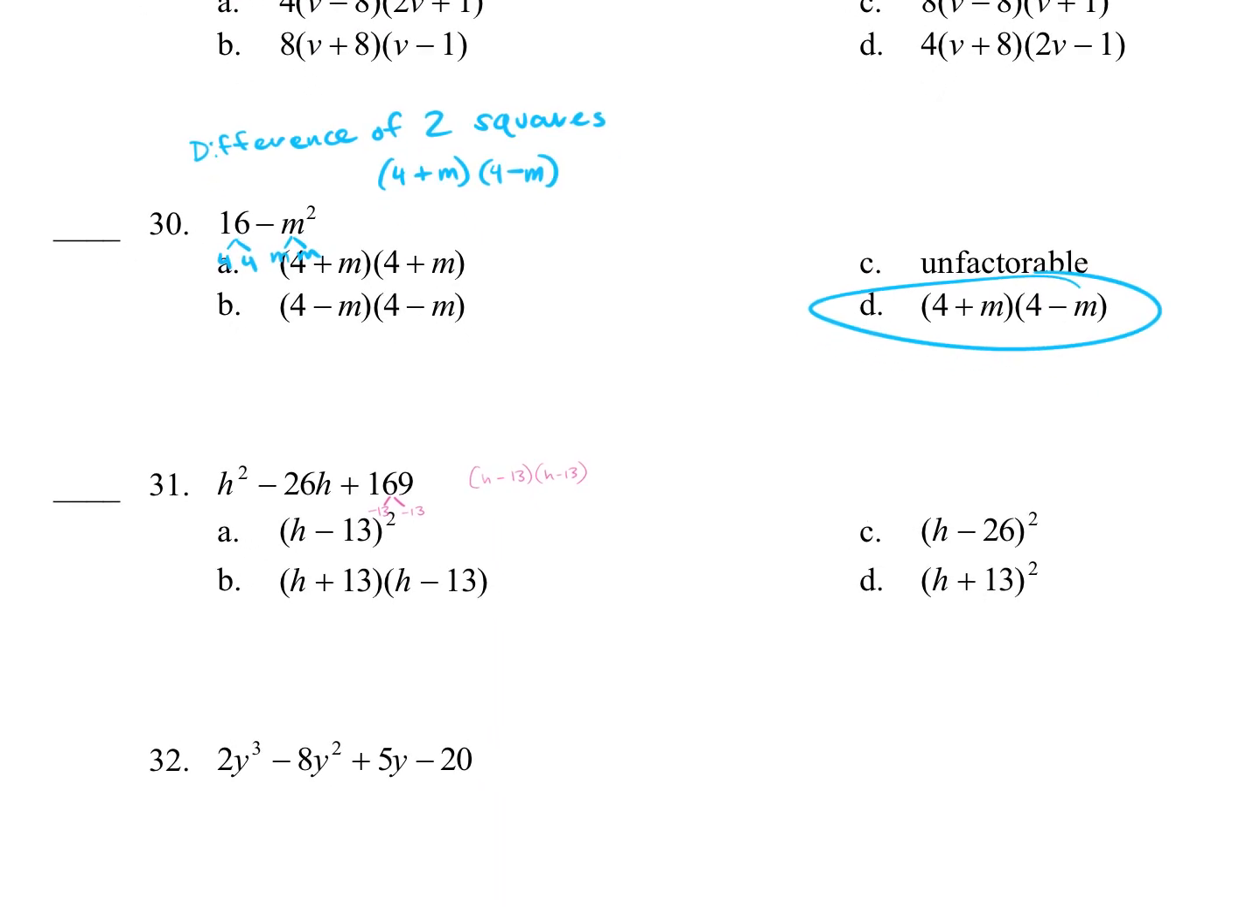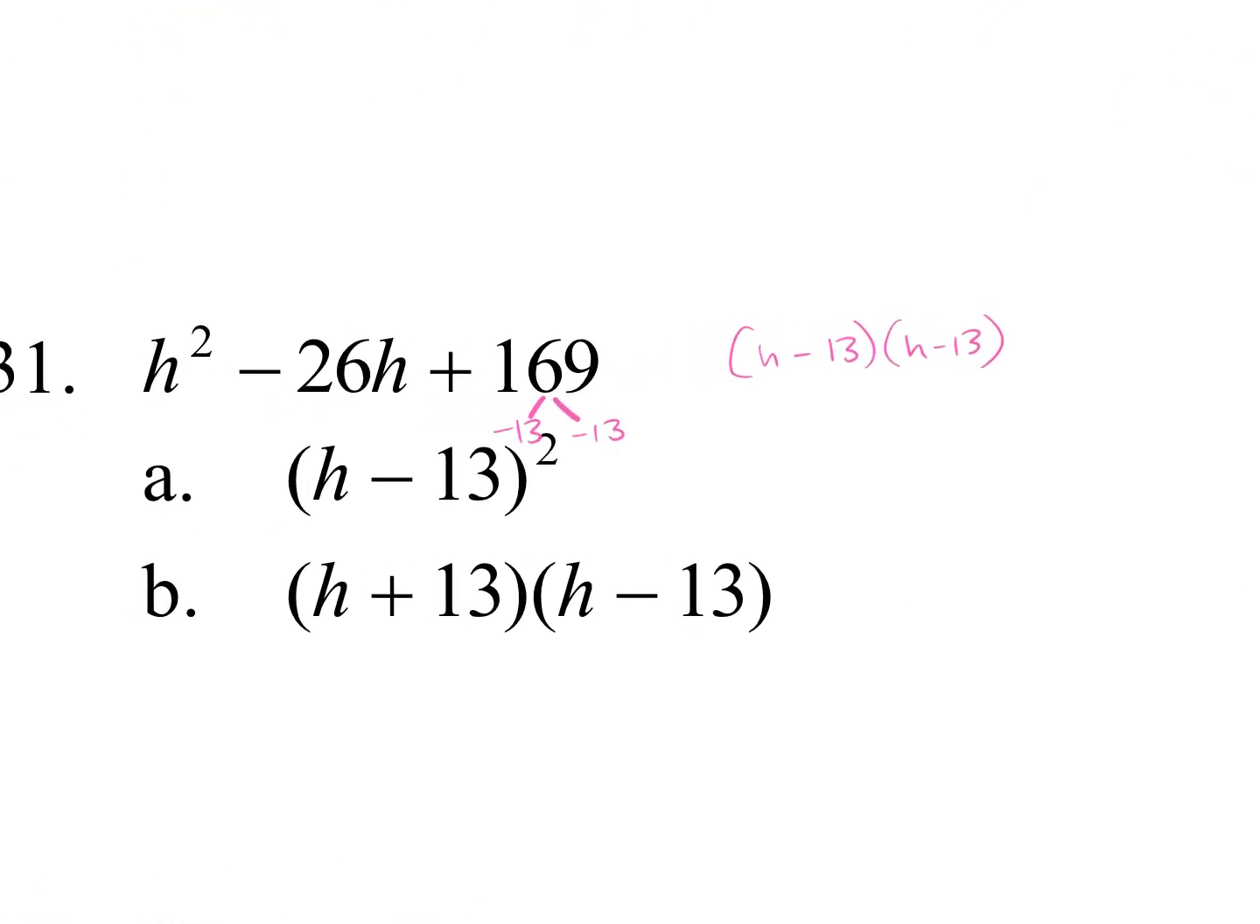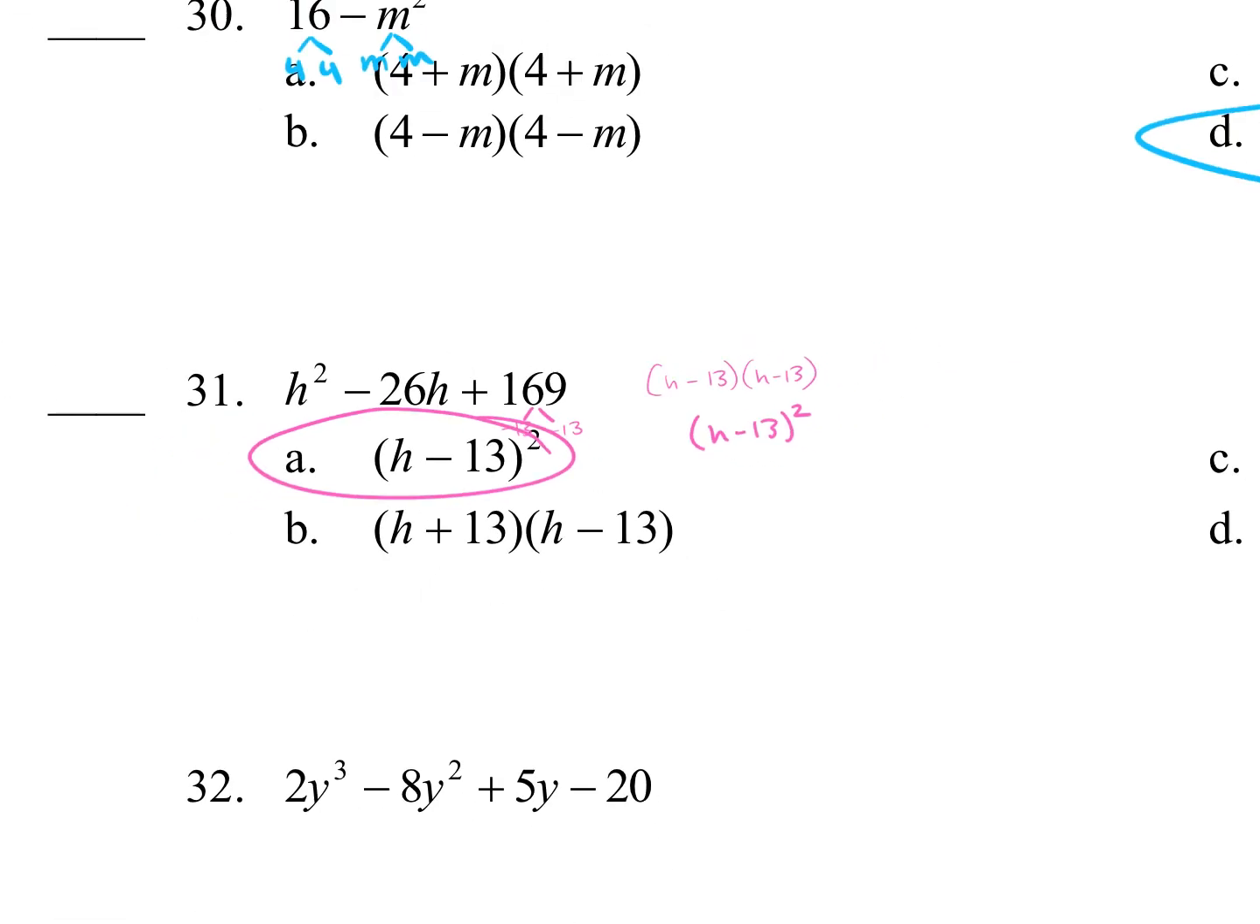Now this is not an answer choice, but how else could I write this? If I have 2 h minus 13s, h minus 13 squared. So that would be answer choice A. So use your answer choices to help you. If you can't think of factors, most likely the answer choice is going to give you a hint on what your factors may be.